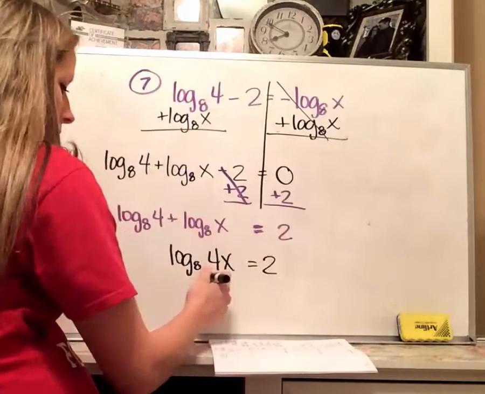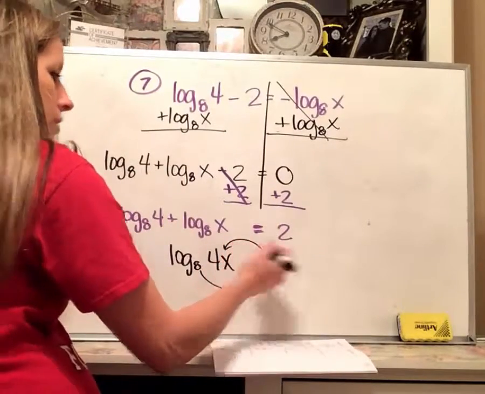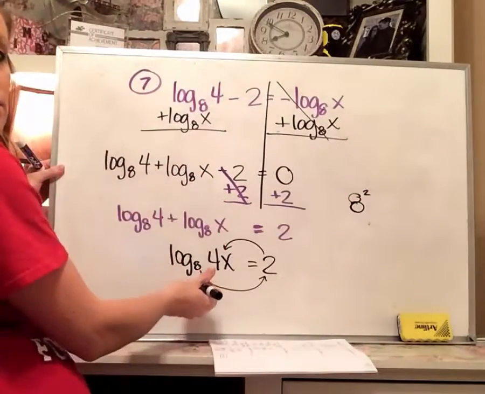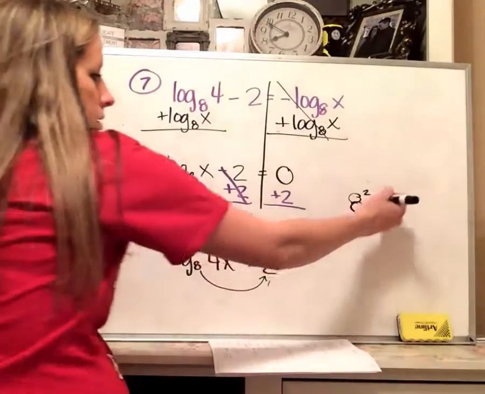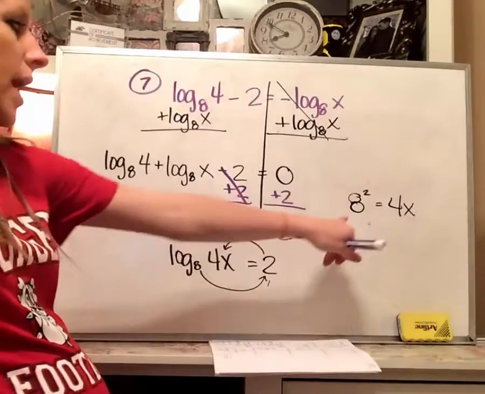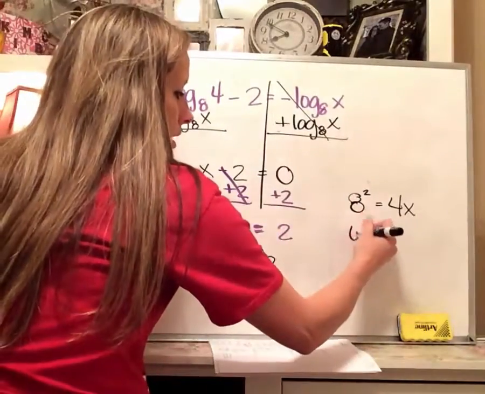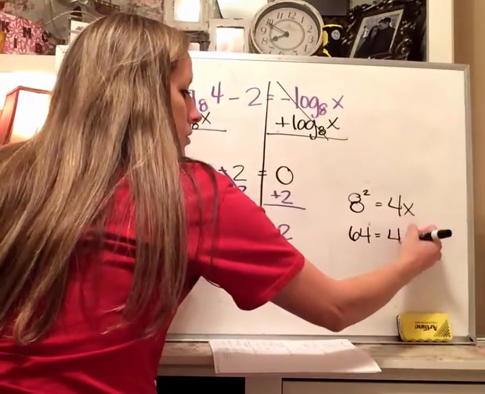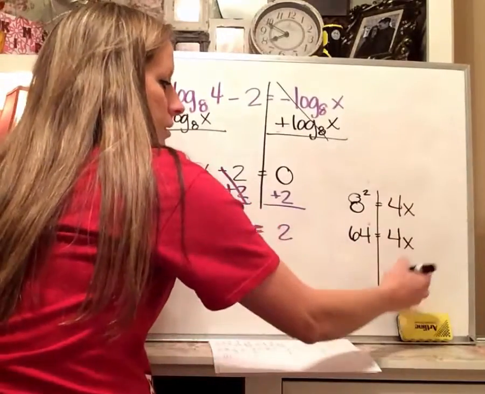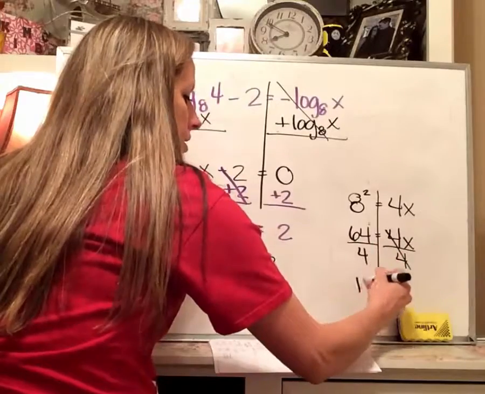Now I can put it in exponential form. I'm going to put it over here. So I have 8 squared equals 4x. You want to start with your base and move counterclockwise. So I can figure out what 8 squared is. What is 8 squared? 64. So 64 equals 4x. I'm going to solve for x. Divide by 4, and x equals 16.